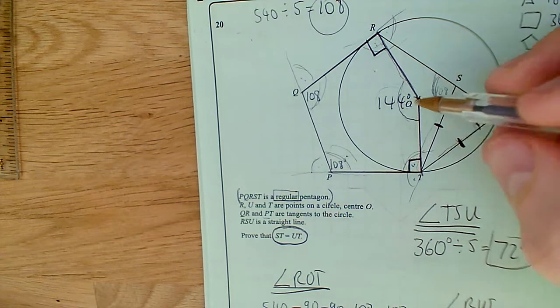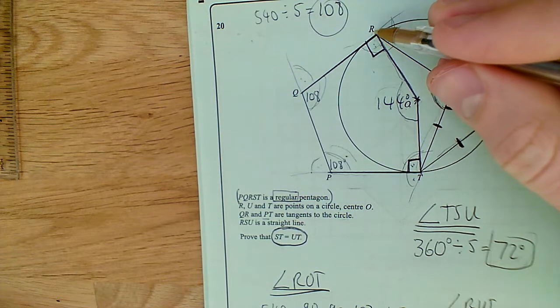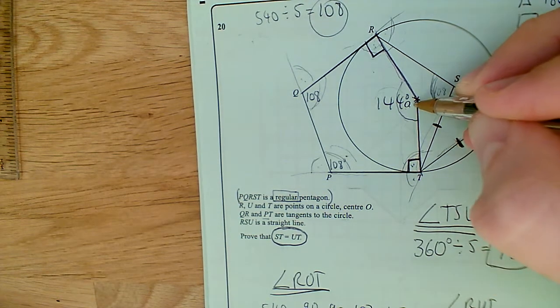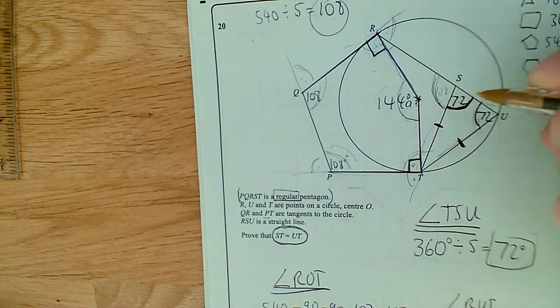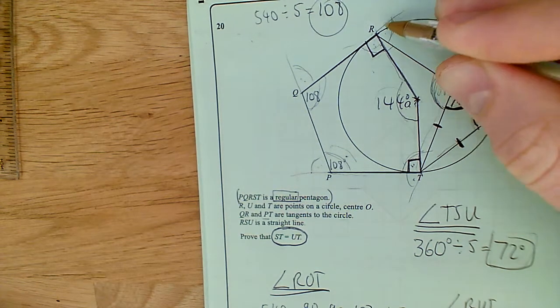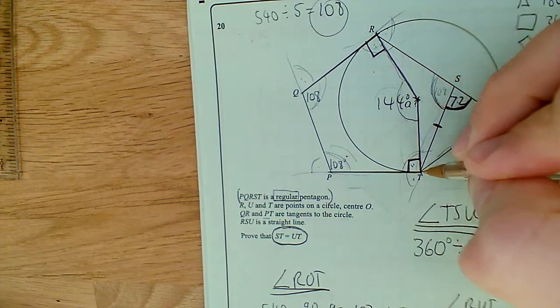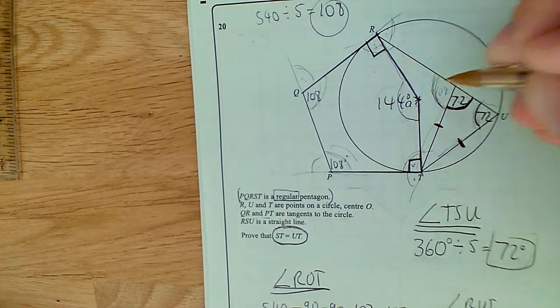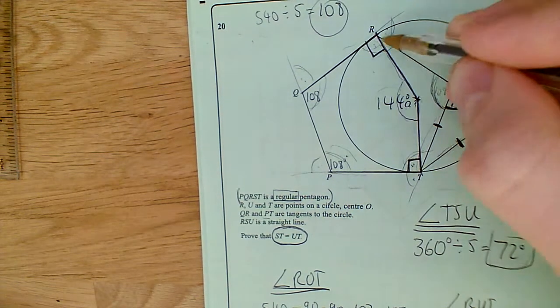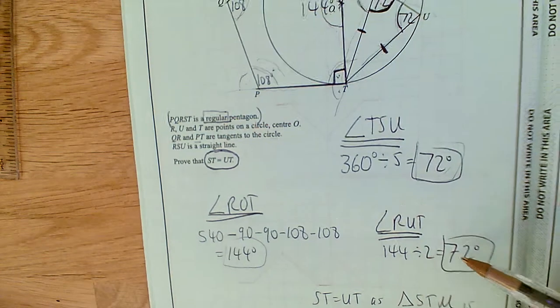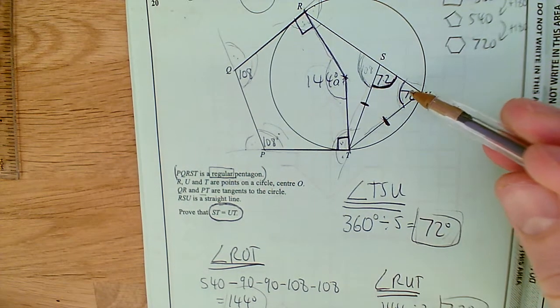Then using another circle theorem, an angle subtended from 2 points at the centre is always twice as big as an angle subtended from the same 2 points at the circumference. So from R and T, I'm creating this angle at the centre, and I'm also creating this angle on the circumference. If that's 144, I've just halved that to say that this angle must be 72.